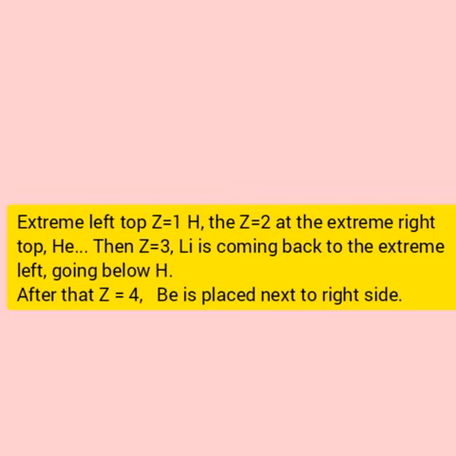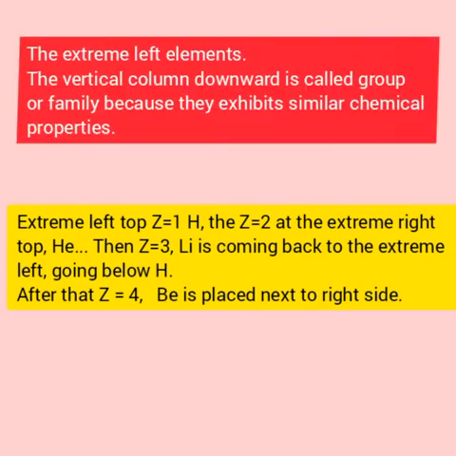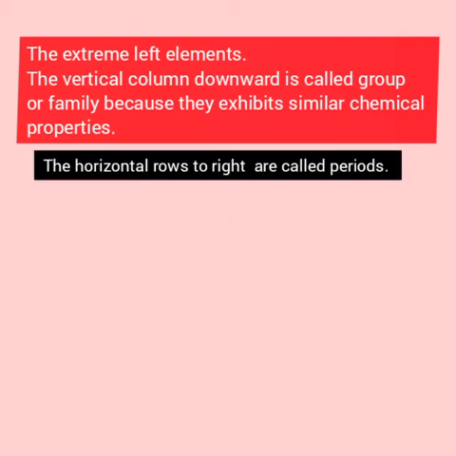Now let us draw the atomic structure of the extreme left elements, going from top to bottom. Top to bottom, in mathematics, is called a column, and horizontal is called rows. In this periodic table, these columns are called groups or families. They have similar properties. If you look from left to right, those are rows, which are called periods.